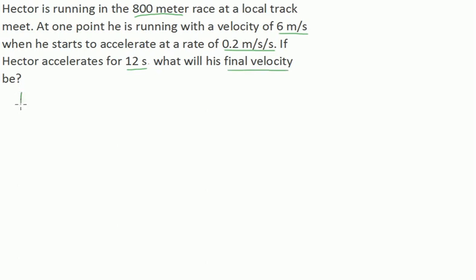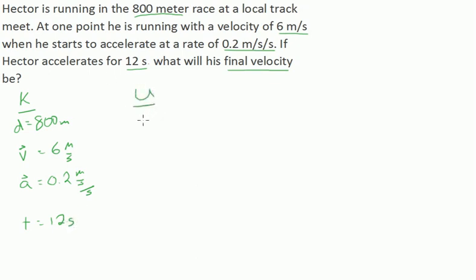So, we'll start again by just writing out the knowns, what the problem tells us here. We do know that the total distance of the race is 800 meters. We know a velocity of 6 meters per second. We know an acceleration of 0.2 meters per second every second. We know a time of 12 seconds. So our unknown here is our final velocity.